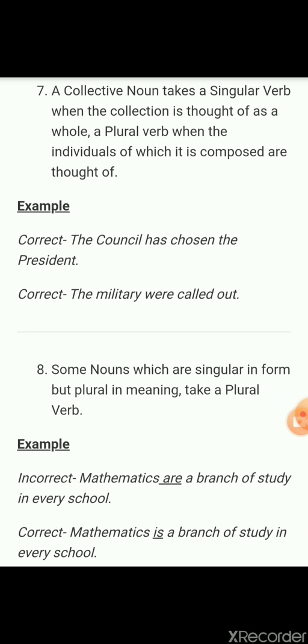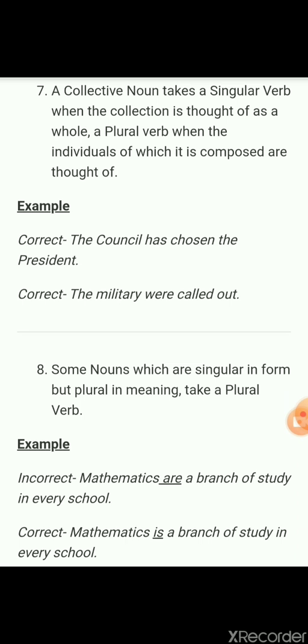One is that a collective noun always carries a singular verb, and in case the individuals of which it is composed are thought of, meaning something different or out of the way, out of the box they are moving, then we will provide the plural verb to the collective nouns as well. So it means very clearly that it doesn't mean that a collective noun always goes with a singular verb. It can be with plural verbs.